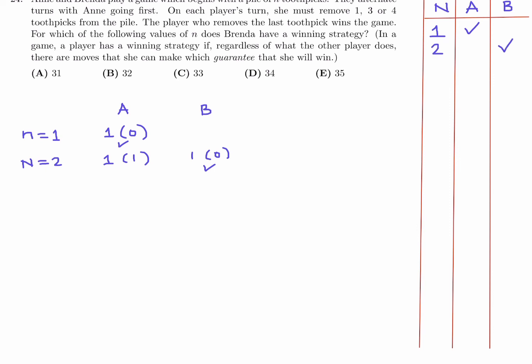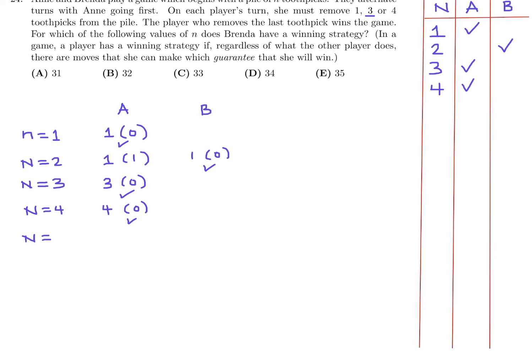All right, so far so good. Nothing confusing so far, hopefully. N equals 3. Brenda doesn't even get a chance in this scenario, because Anne just removes 3, which she's perfectly allowed to do. There's 0 left, she wins. So Anne wins when N is equal to 3. N equals 4, the exact same story. Brenda doesn't even get a chance to play because Anne immediately removes 4. There's 0 left, and she wins. So N equals 4, Anne wins again.